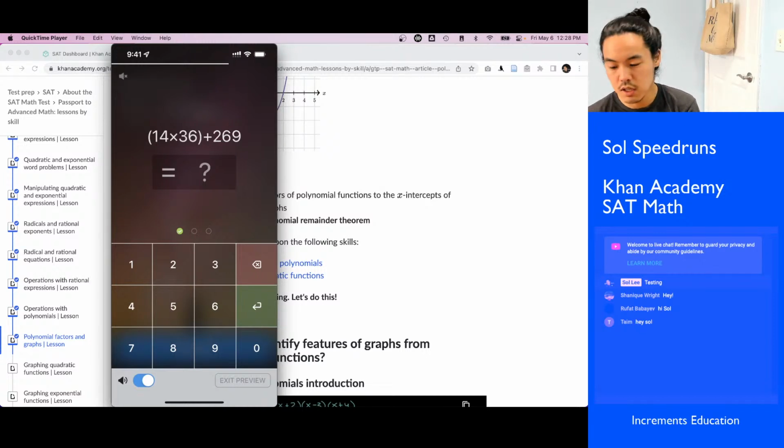2-digit multiplication. But 2-digit multiplication is literally the same thing as FOIL. I mean, look at this. How am I going to do this? 300 plus, so that's 10 times 30, and then 10 times 6, and then 4 times 30, which is 120, which is 480. And then 4 times 6 is 24, which is 504. Plus 269, which is 769.